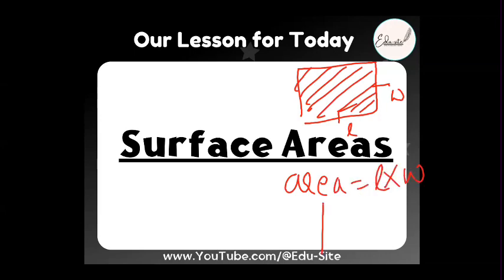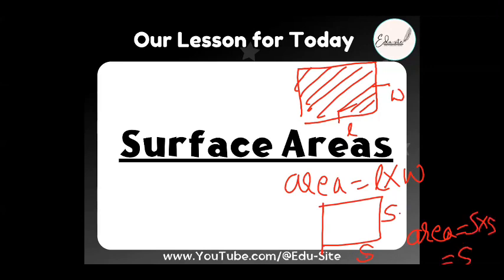What about a square, beta? If there are two sides, side and side, what is the area of the square? Isn't it also length times width? Yes, length and width, but we have the same length and same width, so we'll write side into side, which is side square, right? Okay, this is the same.